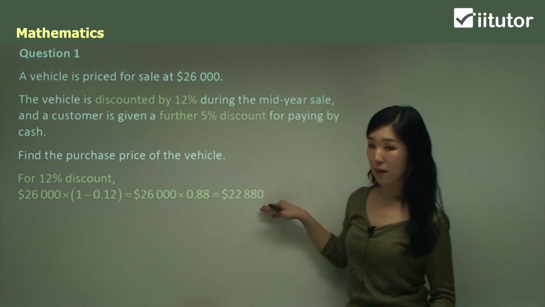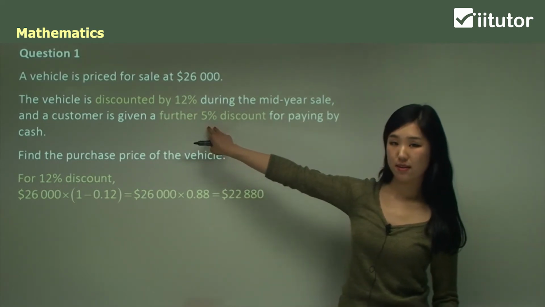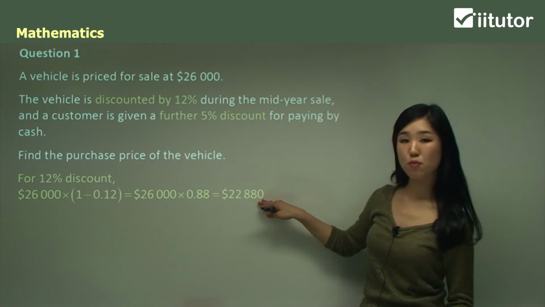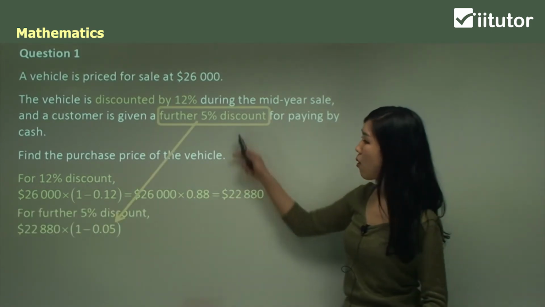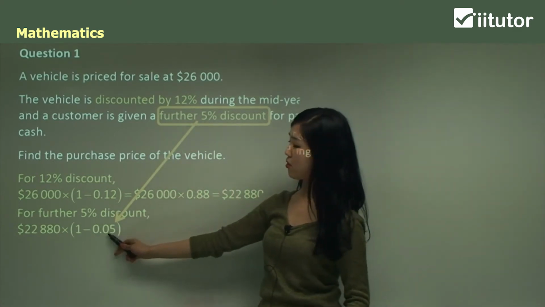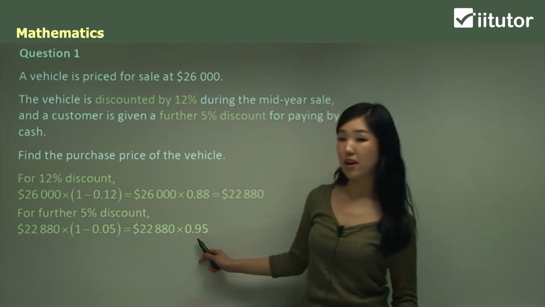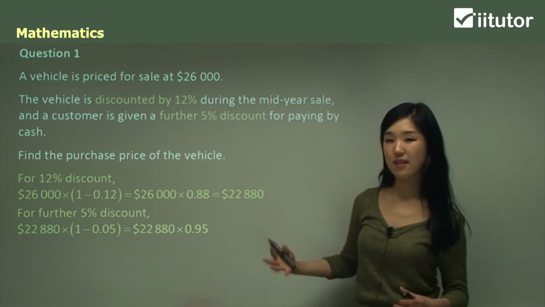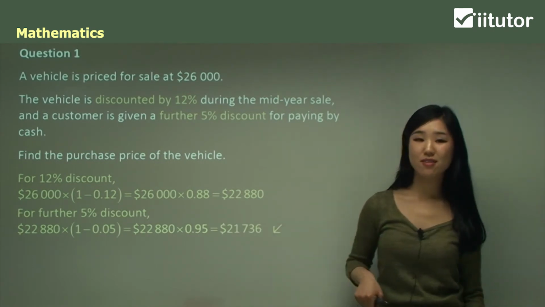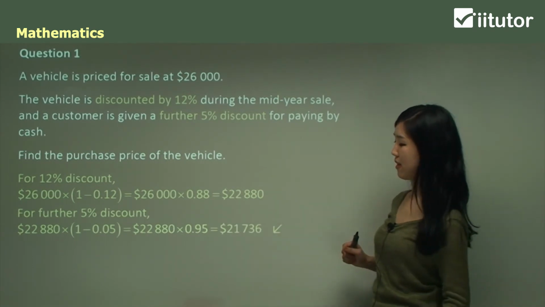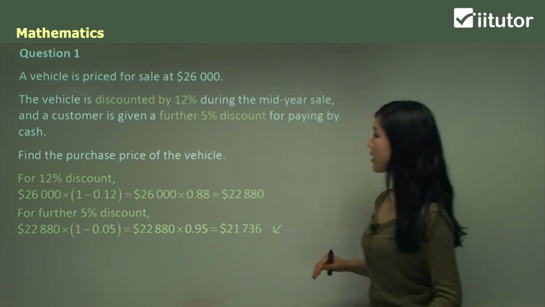So now that we've got that price, from this price I'm going to take a further 5% discount. So now we're going to be using this price, $22,880 times 1 minus the 5%, or 0.05, which is basically that times the 95%, 5% less than 100%. So I've calculated that as this. So this is my final price that I'll be paying for the vehicle. Okay, makes sense? So have a look and let's move on.